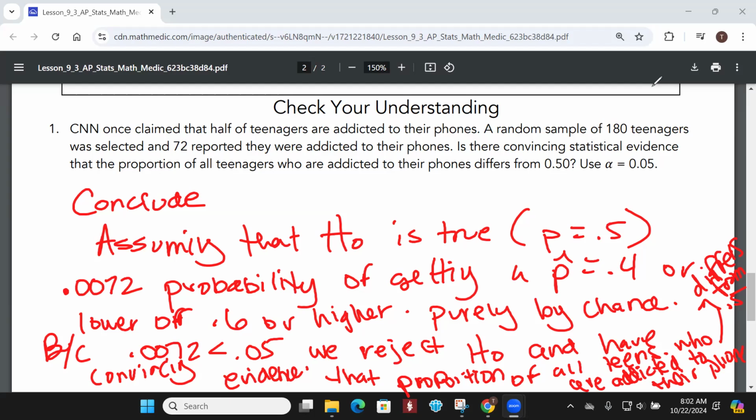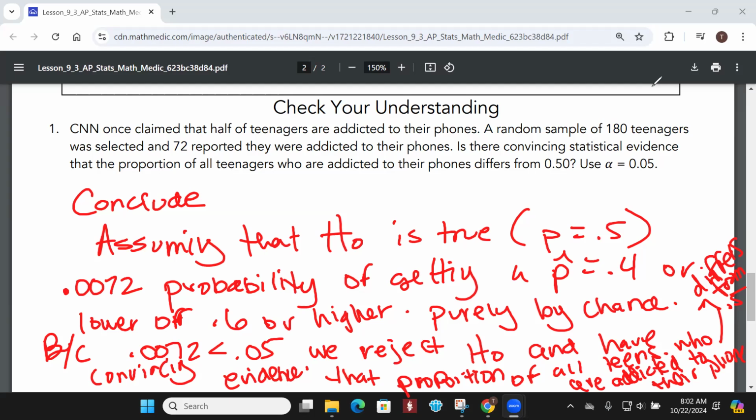Everybody good? I think it's learning about ways to reject no. Reject and fail to reject. Yep. All right, go ahead and take out your homework.